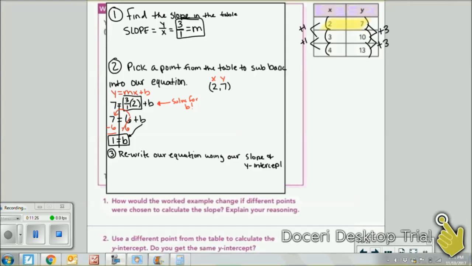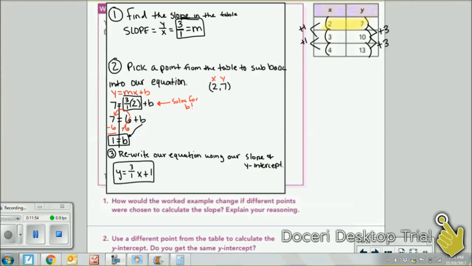So we're going to rewrite our equation using our slope and our y-intercept. Remember, our equation always starts off with y equals, m comes next. Remember, we already know what m is. M is 3 over 1. Next comes x plus b, and we just found out in the step before that b is 1. So we have 3 over 1x plus 1 is our answer.